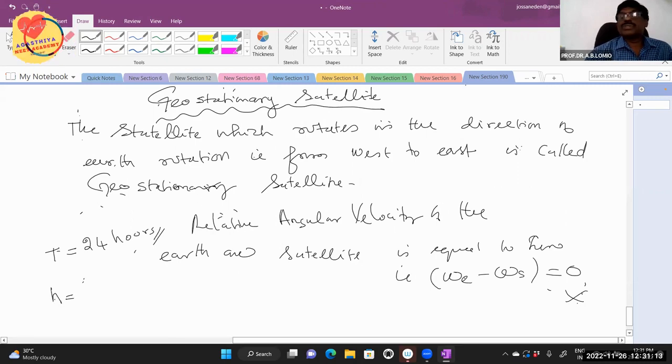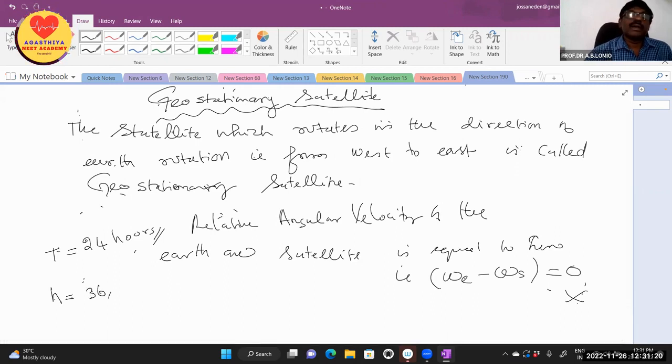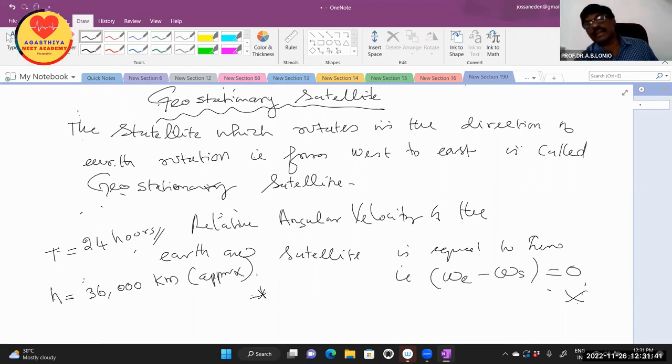The height at which the satellite is launched from the surface of the Earth is 36 kilometers approx. The satellite is used for communication purposes, for TV transmission and telephone signals like that. This type of satellite is a communication satellite.